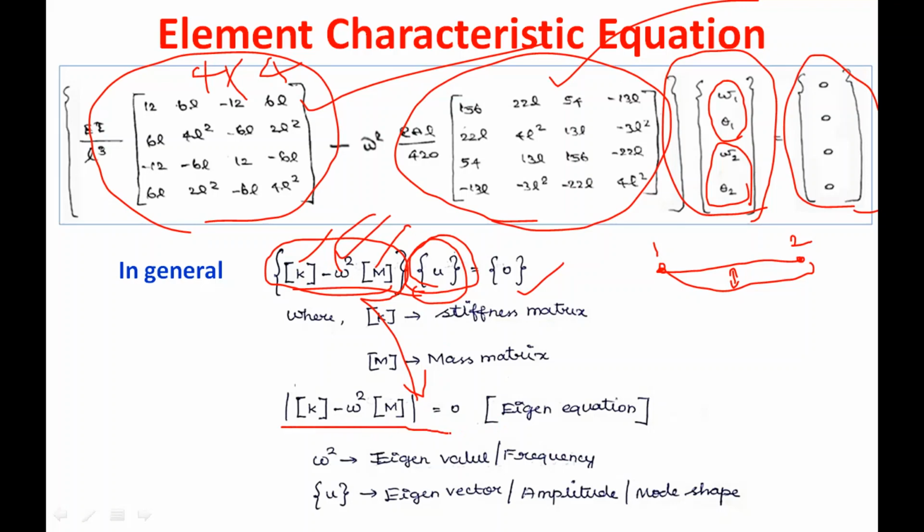This equation is called an eigen equation in mathematics. By using this eigen equation concept, we are able to solve for omega square. Omega square is called the eigenvalue in mathematics. Here it is going to be called the natural frequency. After knowing this omega, by substituting omega here, we are able to find this U, which is called the eigenvector. Here it is called the amplitude of vibration. Using that amplitude, we are able to find the mode shape of the vibration also.